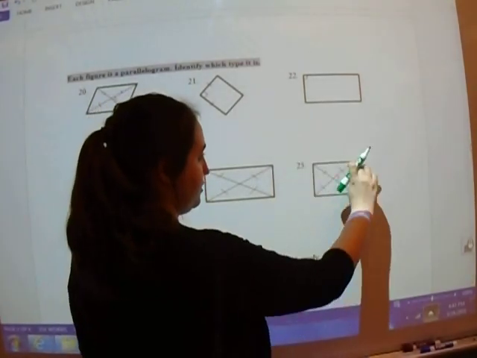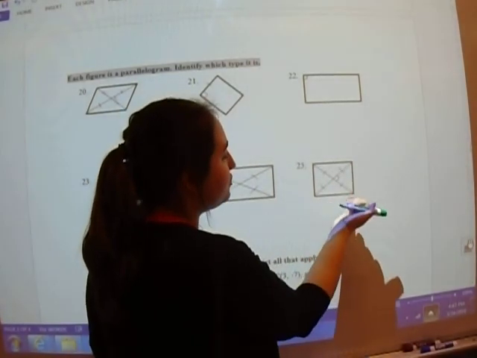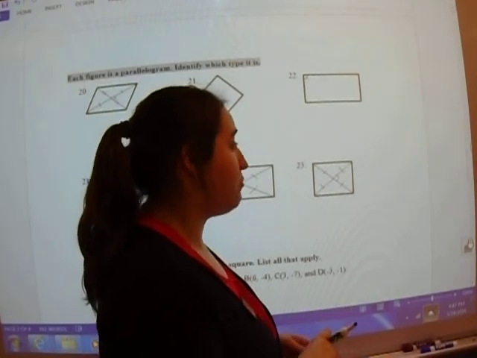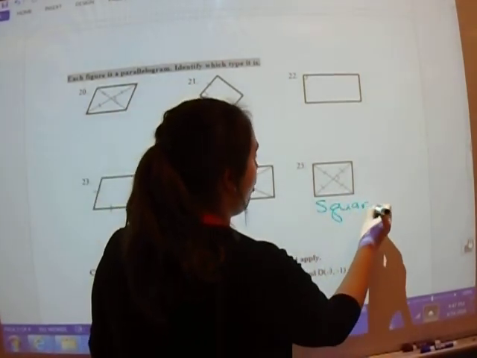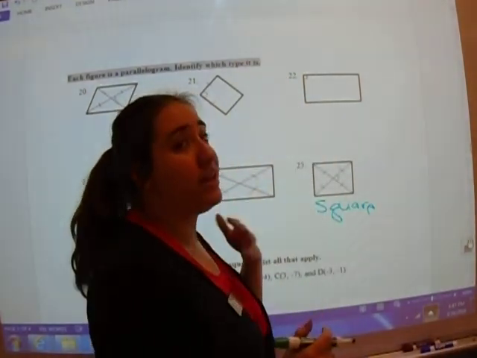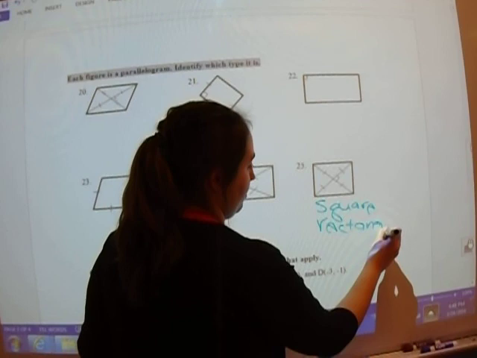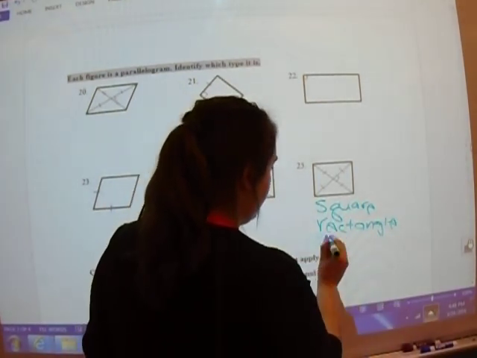But if it does, like, let's see, this is a square, right? Because these are congruent, which is a property of a rectangle. The diagonals are congruent. And the diagonals form a right angle, meaning that they're perpendicular, which is a property of a rhombus. So this is a square. So you could just write square, or if it says to list all that apply, you would say square, rectangle, and rhombus, right? Because it's all three.